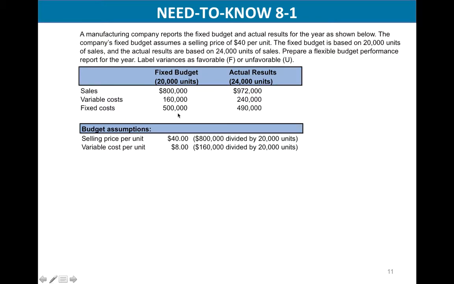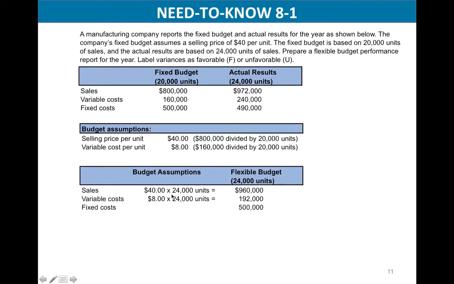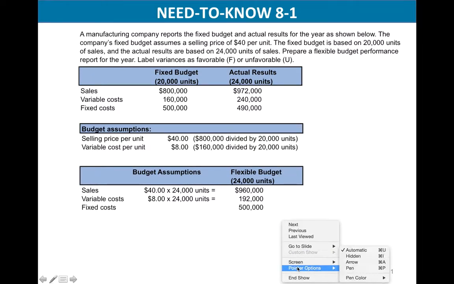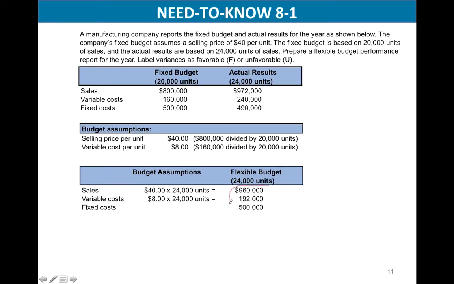Then I can apply these variable amounts to the new actual results. I don't have to worry about fixed costs because they do not really change. So again, we take the sales price that we calculated, multiply by the actual level of activity, and we get flexible budget sales, flexible budget variable cost, and we use the same fixed costs from the fixed budget for our flexible budget. So I hope it makes sense. Look right here. So now I will be comparing these flexible calculated budget amounts with the actual results right here. Now they can be compared because they are at the same level of activity, which is expressed as 24,000 units.